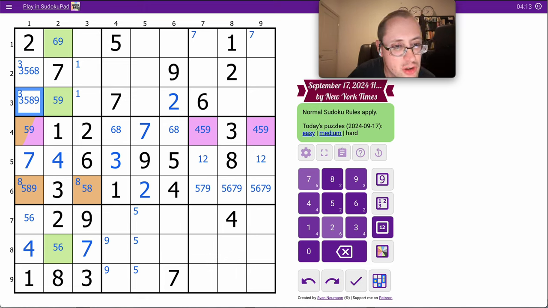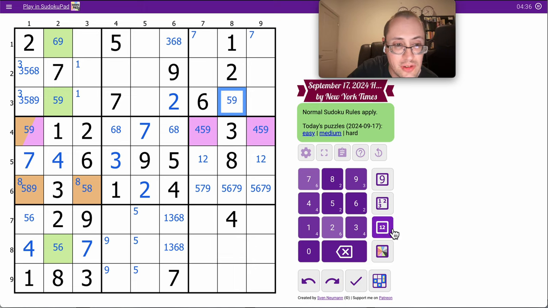What is finished? Can I do anything with other columns like 6 and 8? 6 has 2, 4, 5, 7, 9. I need 1, 3, 6, and 8. That sees 1. This sees nothing though. Neither does that. And in column 8, I need 5, 6, 7, 9.